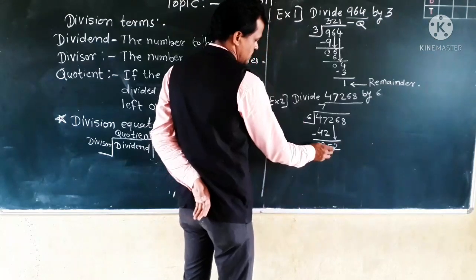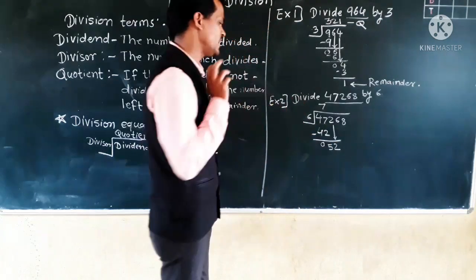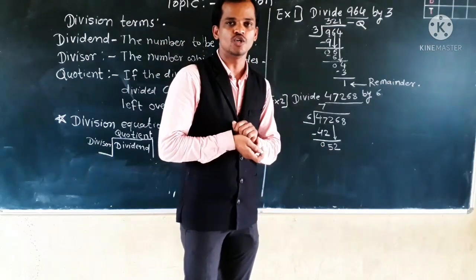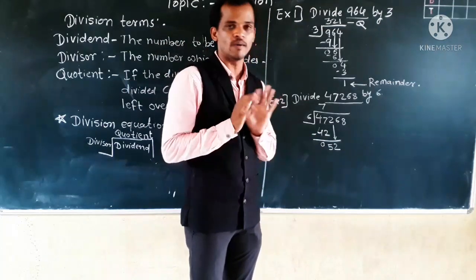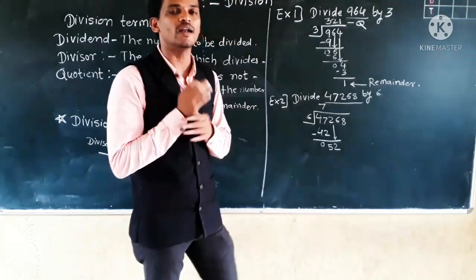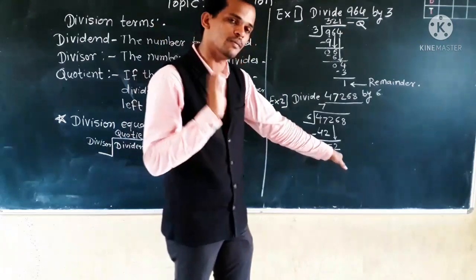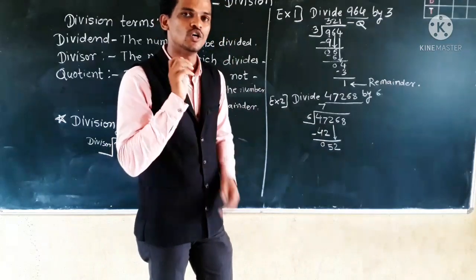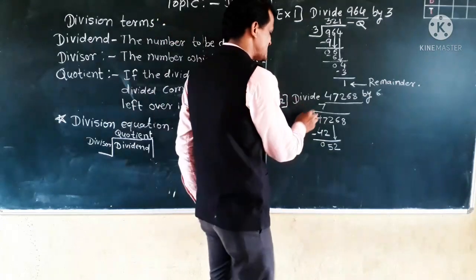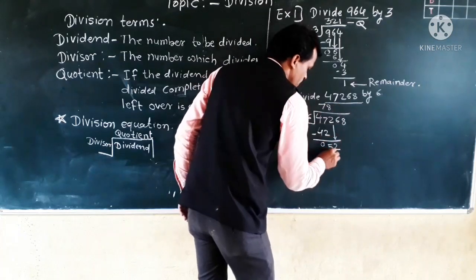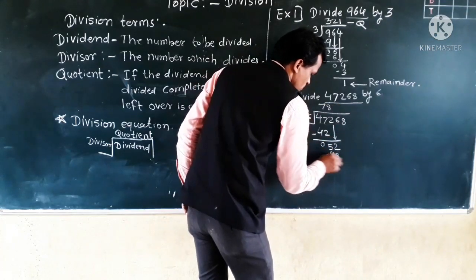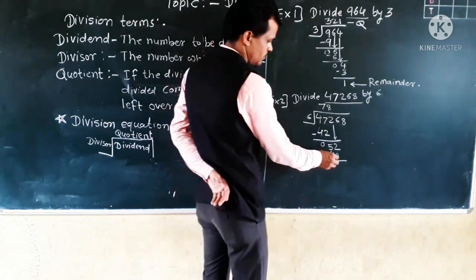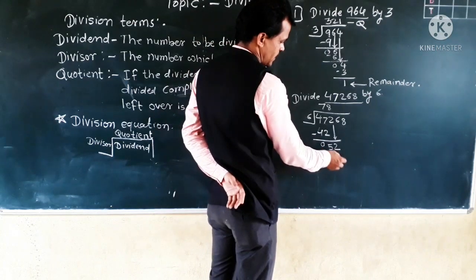Now divide this 52 by 6. So in the table of 6, 52 does not come. So 52 is not divisible by 6. So which is the smaller number than 52 that comes in the table of 6? That is 48. Okay. So you have to write 6 8s are 48. Okay. So now you have to subtract this. 48 subtract from 52.